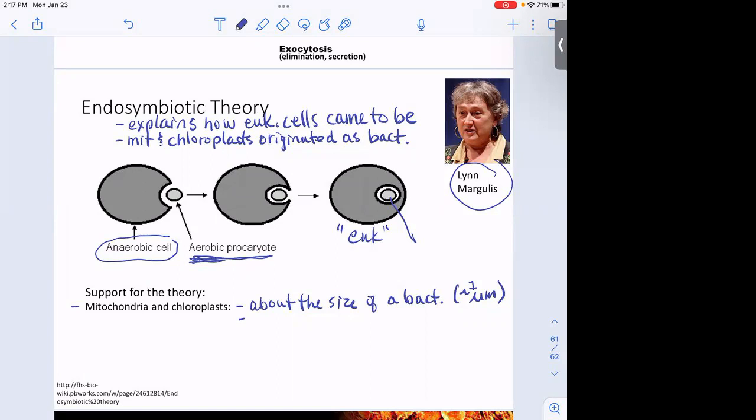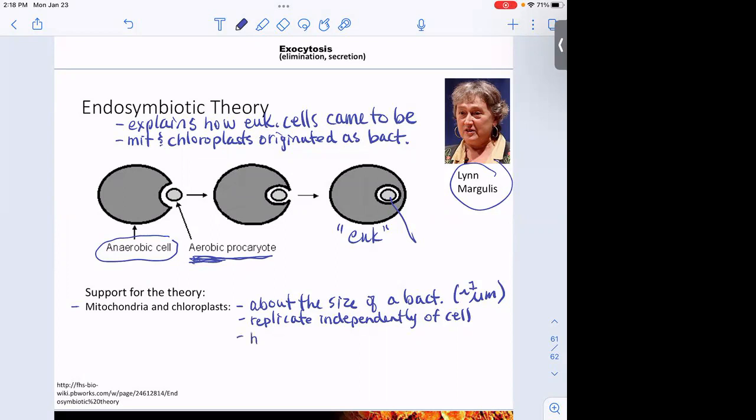Both these organelles replicate independently of the cell. And they actually reproduce themselves more like a bacteria. They reproduce by something like binary fission, where one mitochondria becomes two, rather than mitosis, the way the eukaryotic cell is going to replicate its DNA.